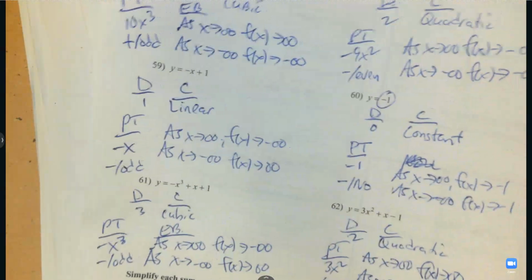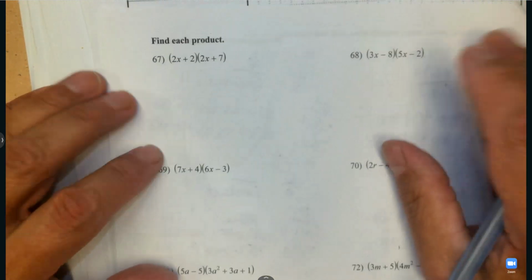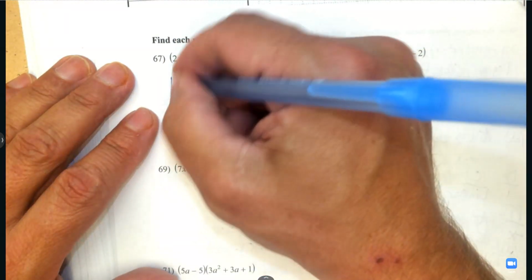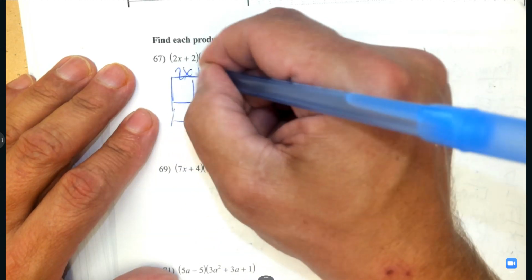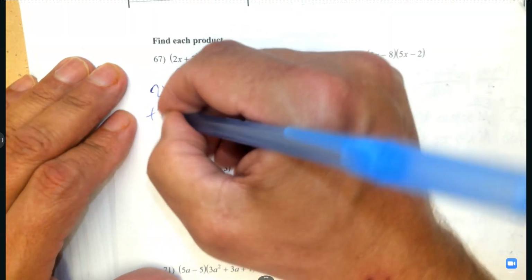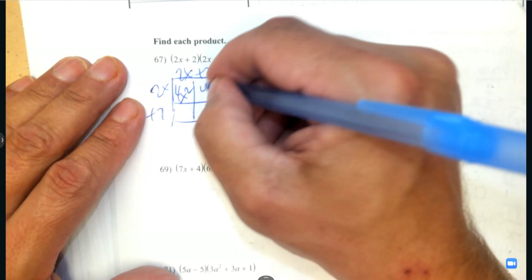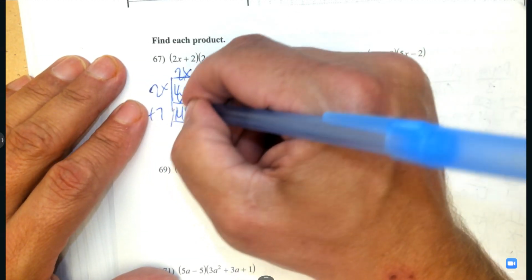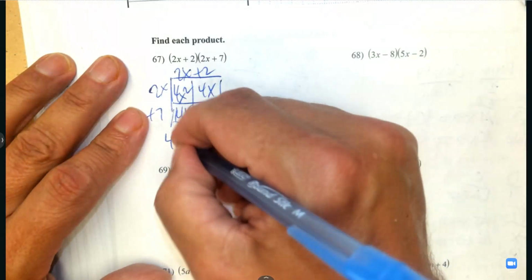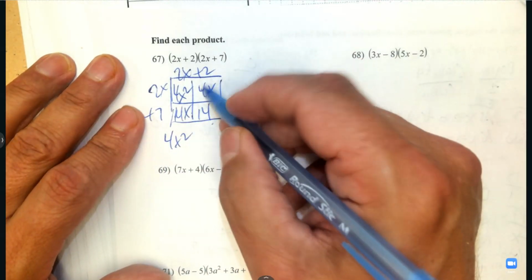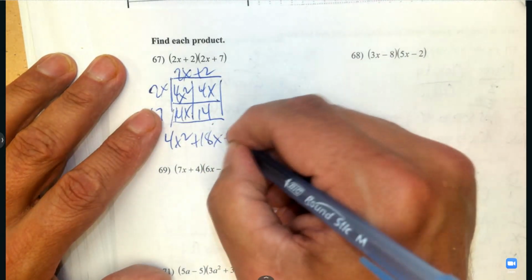Turn the page. Now we're going to do some multiplying. For these I like to draw a box and distribute. Have this area model, that's 2x plus 2 and 2x plus 7, and then I multiply it out. So fill in each one, and then the answer is 4x squared, 14 plus 4 is 18, and then positive 14.